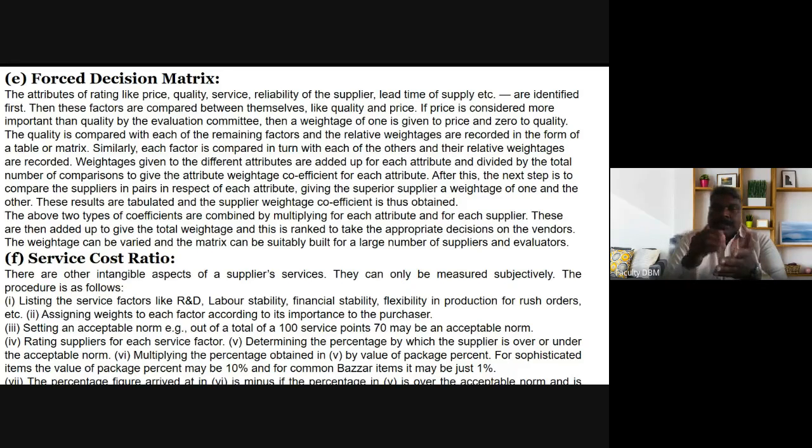Here, the breakdown of services, a listing of the service factors involved, and giving a rating to those particular attributes, dividing them and multiplying the percentages, and they are going to subtract the determined percentage. Then they are going to see the acceptable level, which should be defined by the company only, whether they are going to accept 70% or 60%.